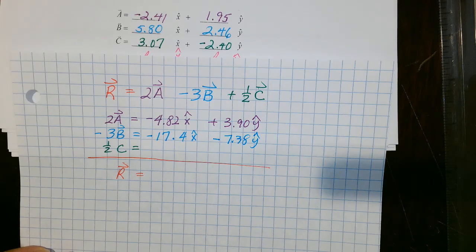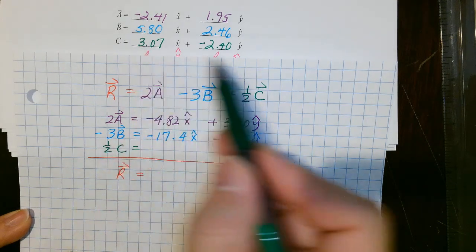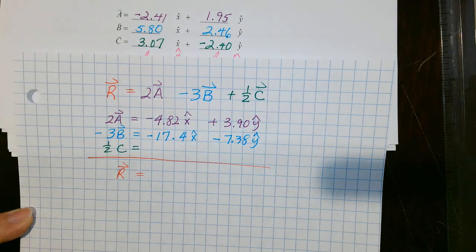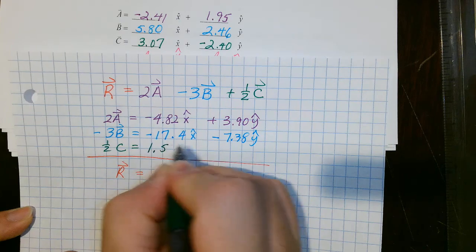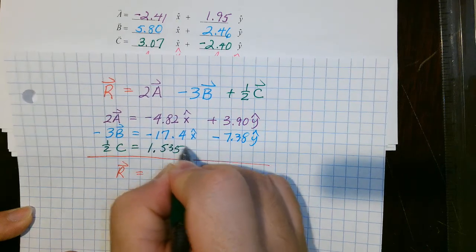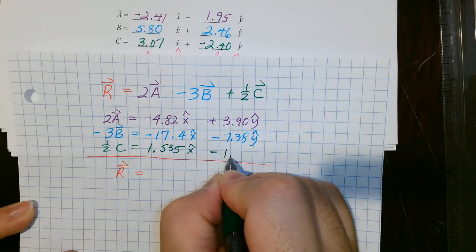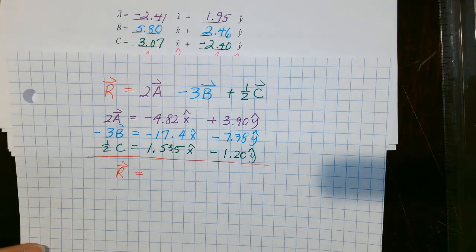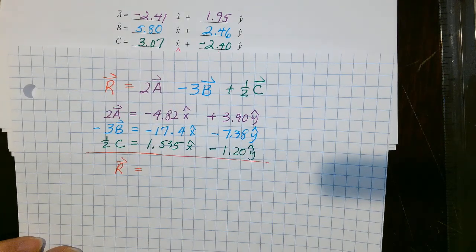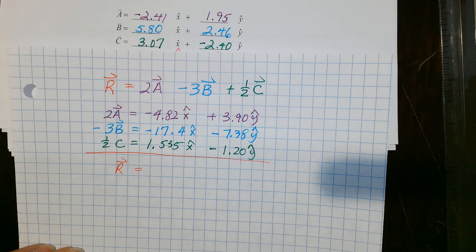And for C, it will be half as much Cx and half as much Cy. So for Cx, it will be 1.535 x hat and negative 1.20 y hat. So everybody okay with that so far? Come on, give me some feedback.